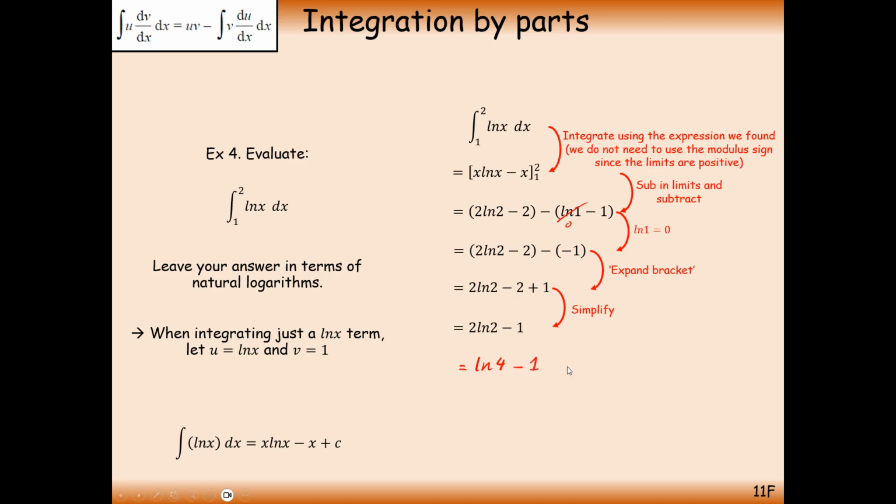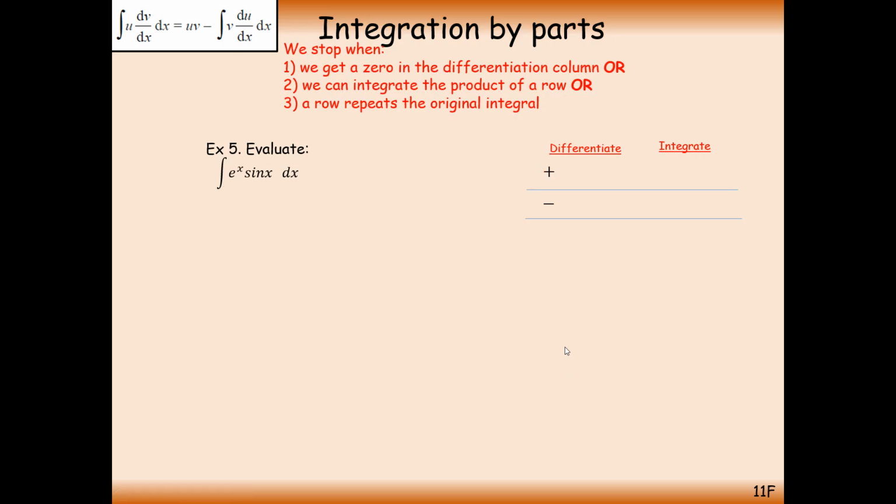That's also a simplified answer. Now, I did promise you that I'll show you an example where we'll have a row repeated and an integral of a row repeats the original integral. So let's look at this example. These two functions e to the power x and sine x are in no way a family of each other. They're not the derivatives of each other and they're not the integrals of each other. That's why we have to throw them under integration by parts. We'll differentiate e to the power x and we integrate sine.